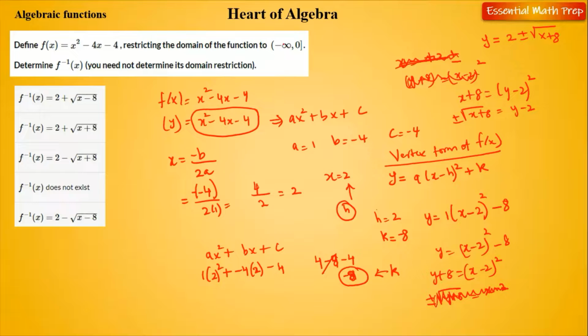Because the original function is all non-positive numbers, right? It's all negative numbers, negative infinity to 0. That means we had all negative, which means we want all positive this time, right? If it was positive, we get all negative. So we need all positive numbers this time. So it's 2 minus the square root of x plus 8. This is the answer.